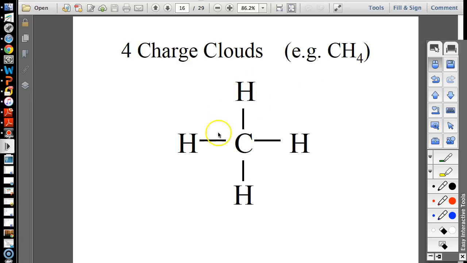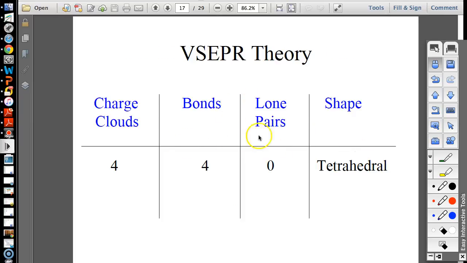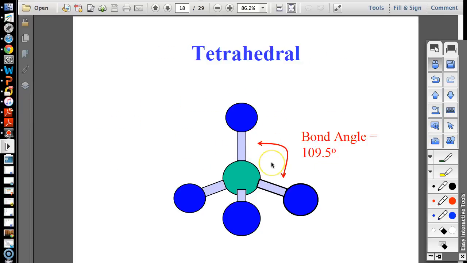So this is our friend tetrahedral. No problems, 4 bonds, no lone pairs. So 109.5 degrees. Anytime you have a central atom and 4 bonds around it, that's tetrahedral, and 109.5 is the bond angle. That part right here will be optional. This part is not.